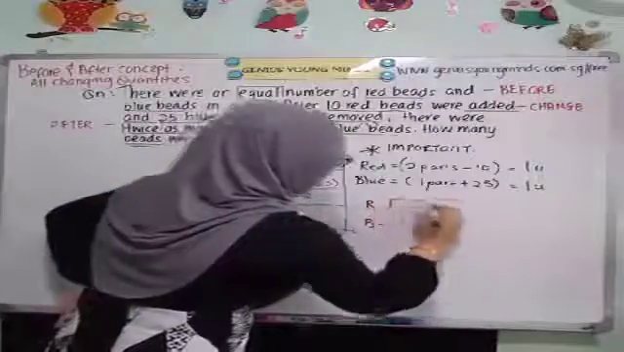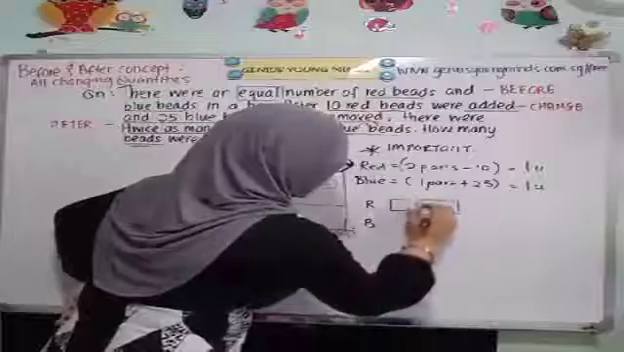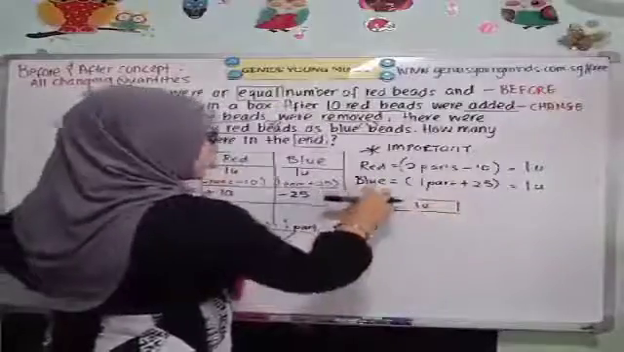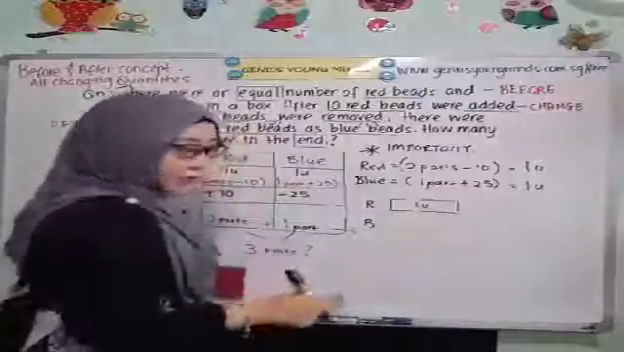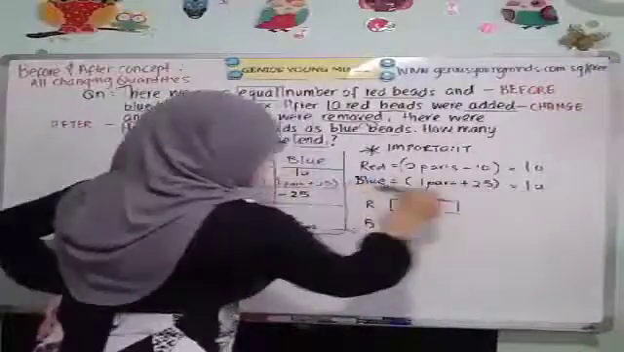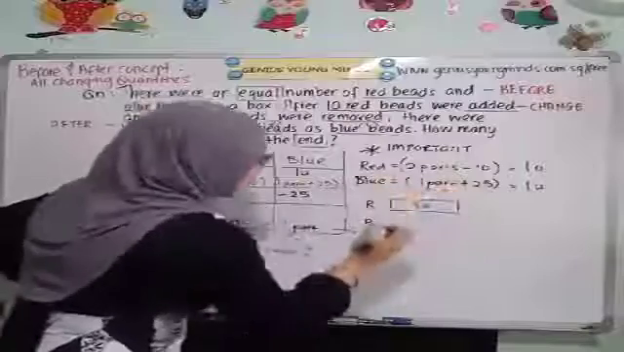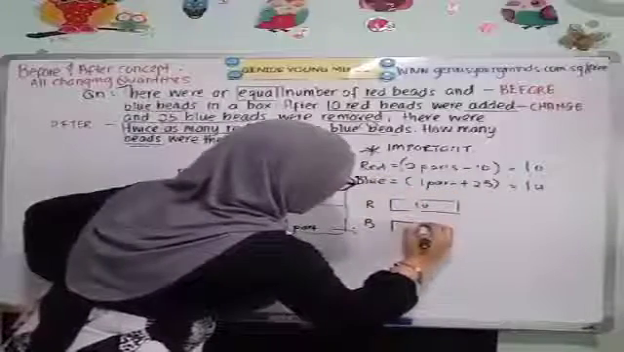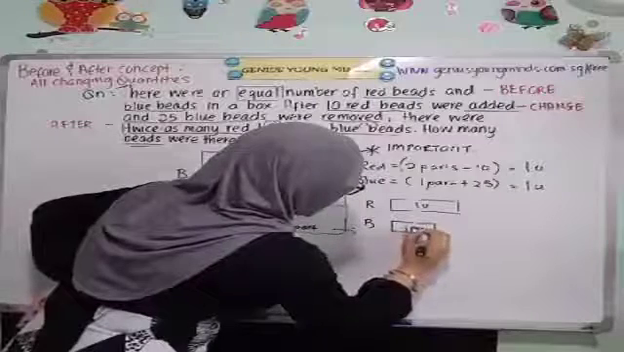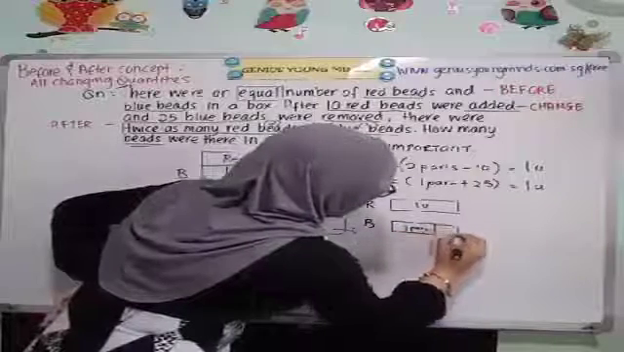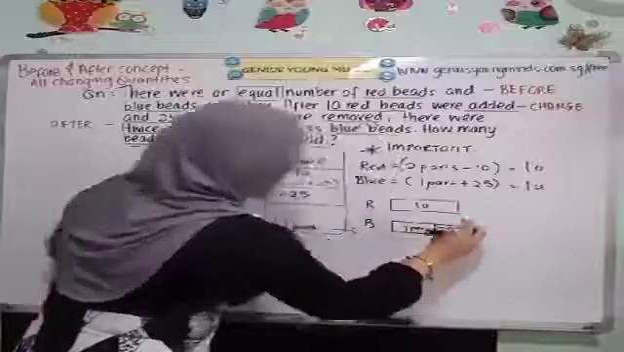This is my 1 unit. Okay, and then the blue, you take note, the 1 unit is actually 1 part plus 25. So which means if I were to draw, it will be something like this. This is 1 part plus 25. Can you see?